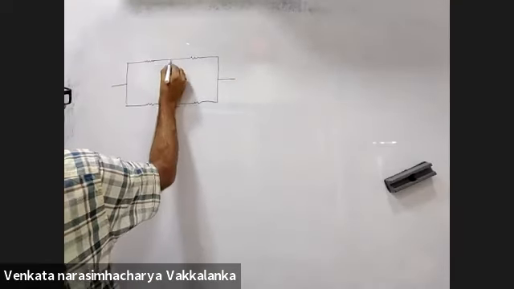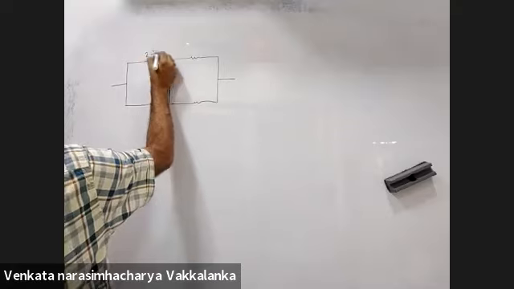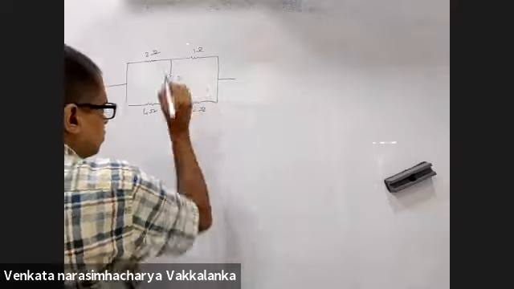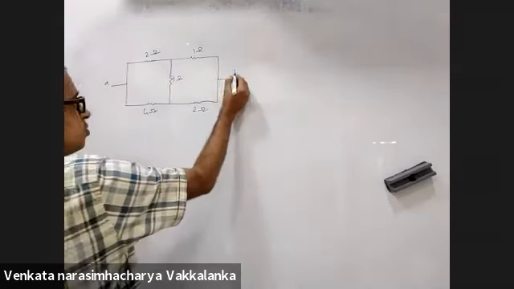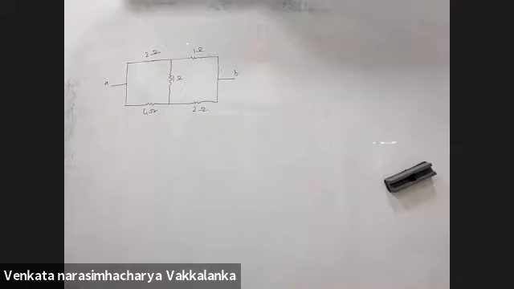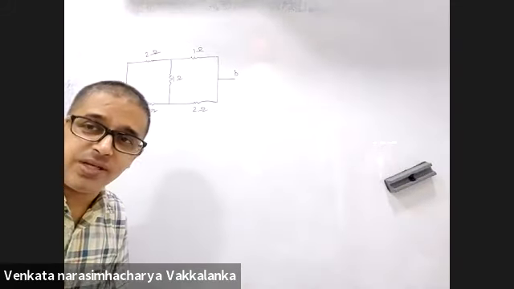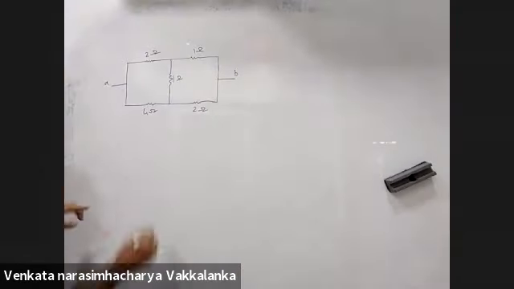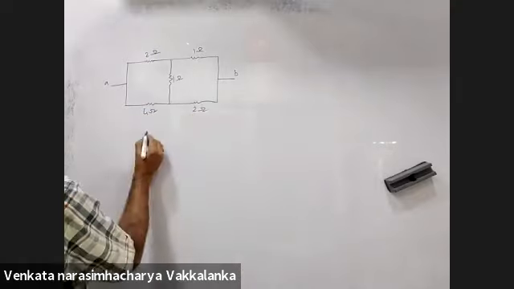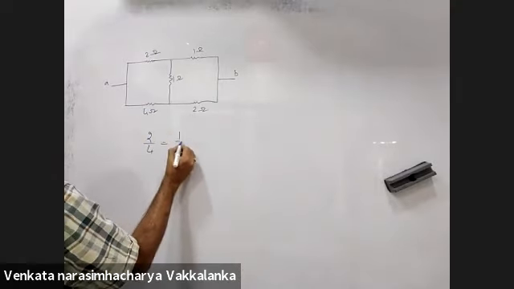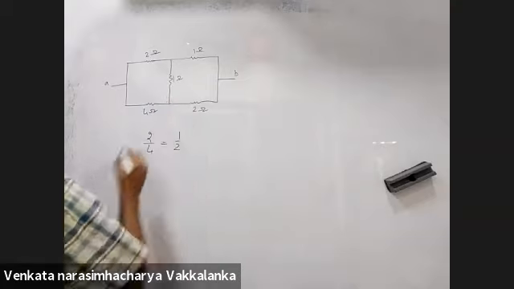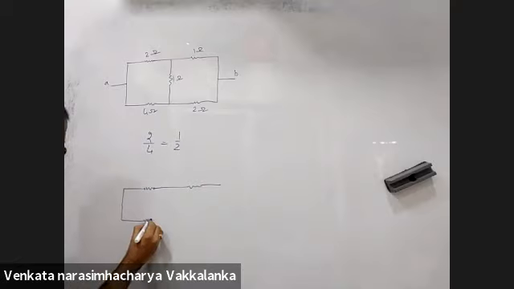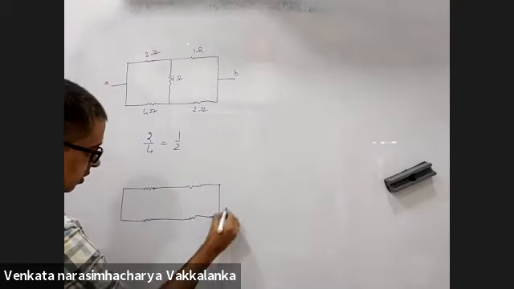They want the equivalent resistance of this. This is 2 ohms, this is 4 ohms, this is 1 ohm, this is 2 ohms. You want the equivalent resistance across AB. Now here I cannot recognize which of them are in series, which of them are in parallel. But if you apply the Wheatstone bridge condition, you can see that 2 by 4 is equal to 1 by 2. So there will be no current in this branch.